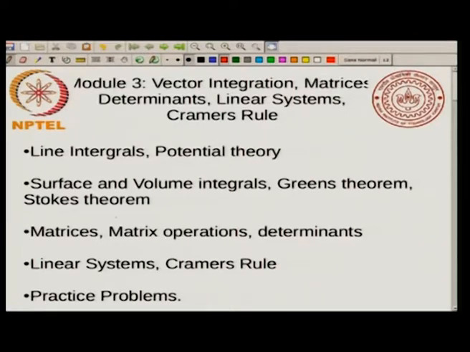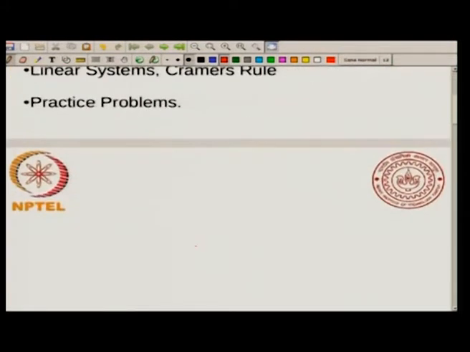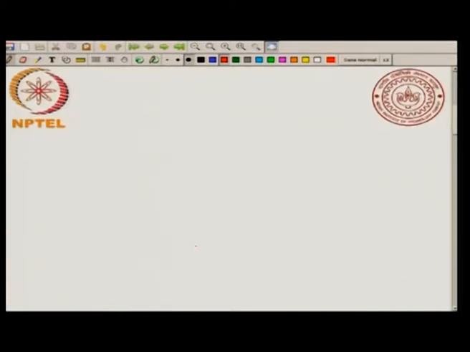Matrix operations and determinants will be part of module 4 also. So there we will take up practice problems on the matrix operations and determinants. I will just write down a few problems that we will work out today.